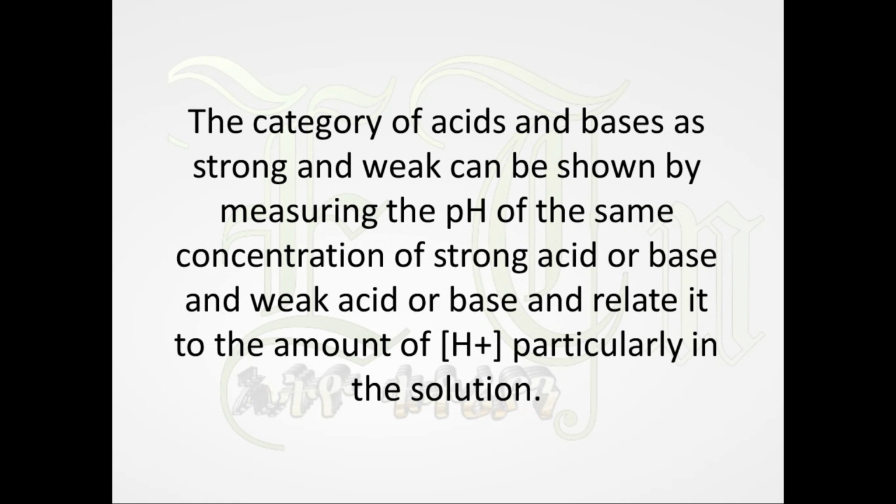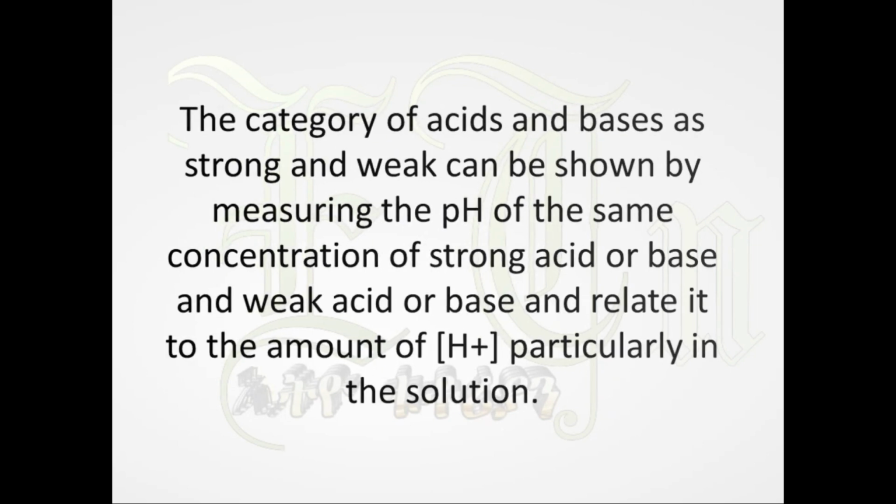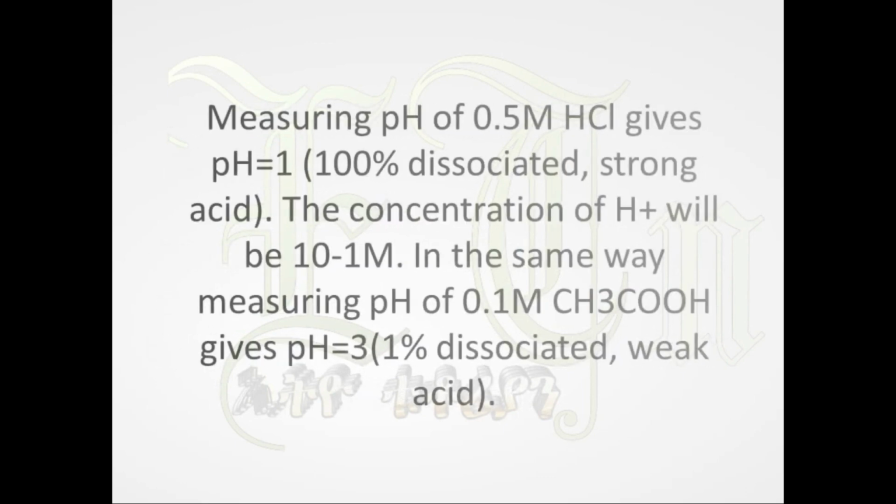The category of acids and bases as strong and weak can be shown by measuring the pH of the same concentration of strong acid or base and weak acid or base, and relate it to the amount of H+, particularly in the solution.